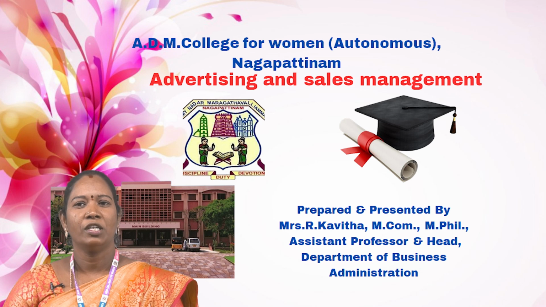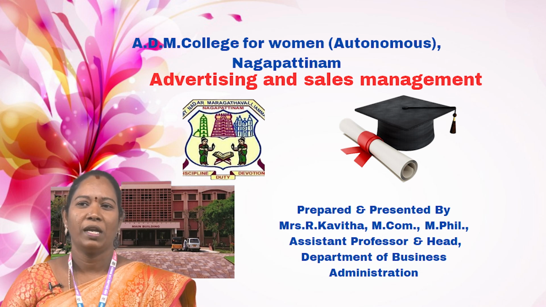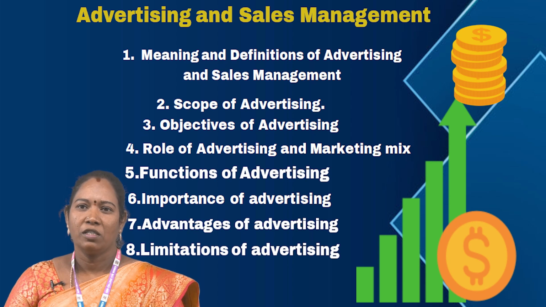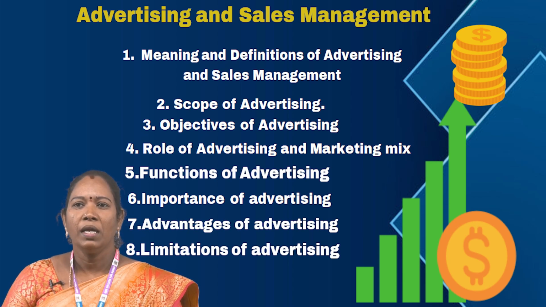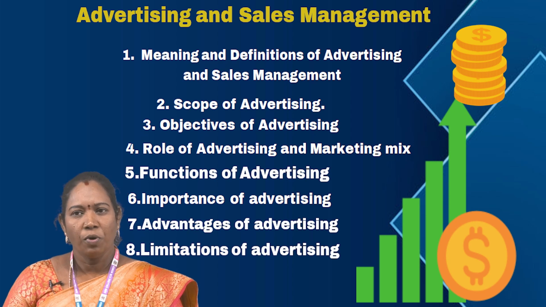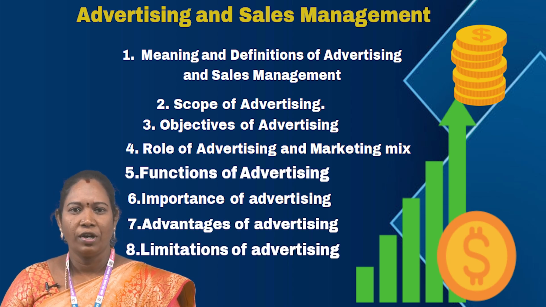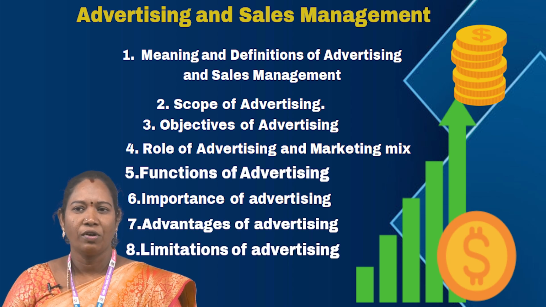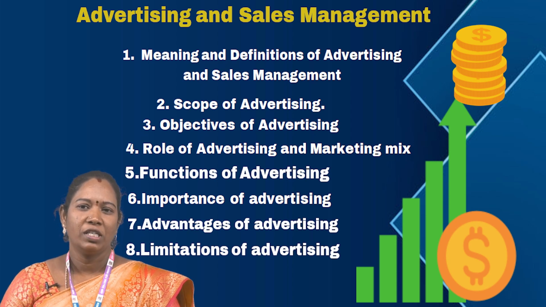I am going to take the topic Advertising and Sales Management. The content of this PPT, Advertising and Sales Management, includes meaning and definition of advertising and sales management, scope of advertising, objectives of advertising, role of advertising and marketing mix, functions of advertising, importance of advertising, advantages of advertising, and the next one is limitations of advertising.